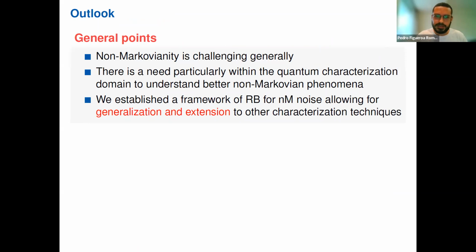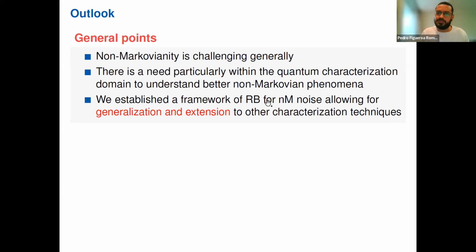Okay, so just to wrap up, some general points that I would like to make. Non-Markovianity is challenging in general. It's very complex, and there are many subtle things to consider. There is a need in particular to address these non-Markovian phenomena in quantum characterization. Even more as we start going for more and more qubits and bigger depths in our circuits, we really need to think about ways of dealing with non-Markovianity, or in general context dependence or temporally dependent noise. Basically what we tried to do was to generalize the standard randomized benchmarking framework for non-Markovian noise.